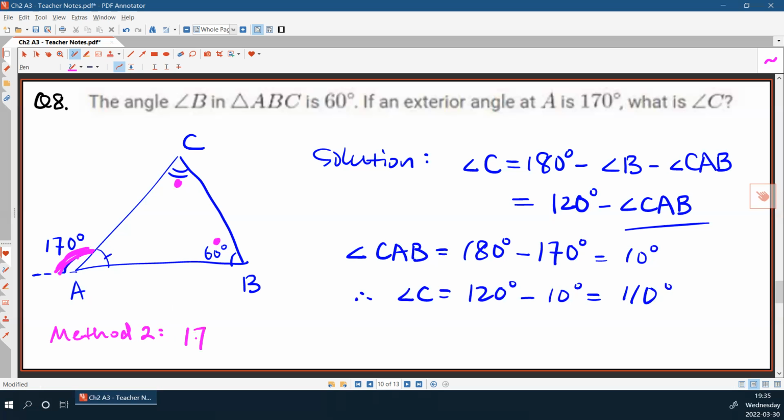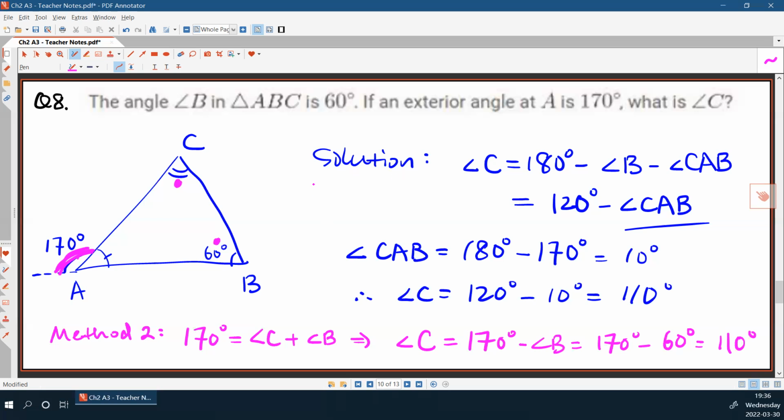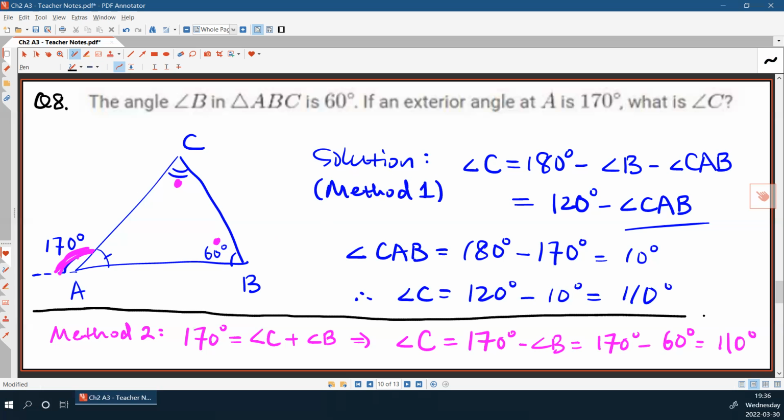Method 2, because 170 degrees just equals angle C plus angle B, right? That means we can directly find angle C is just 170 degrees minus angle B, which is 170 degrees minus 60 degrees, which is also 110 degrees, right? And as you can see here, method 2 is much more straightforward. So in practice, you can choose either method. There are a lot of ways to solve a geometry problem in practice.